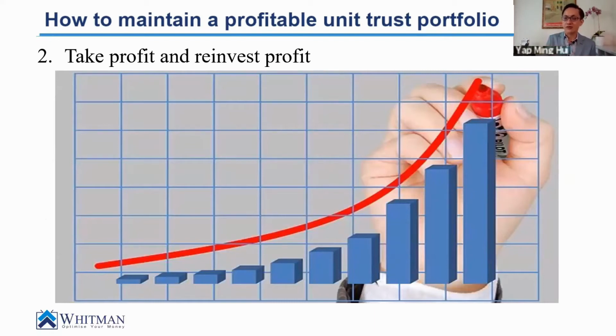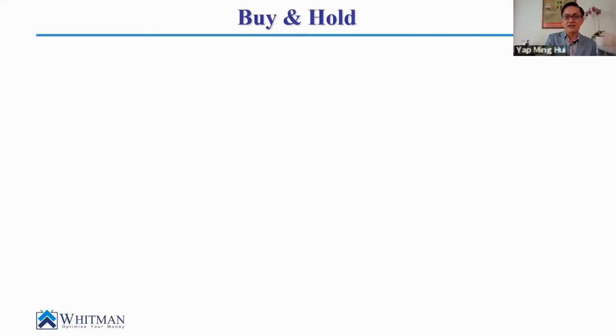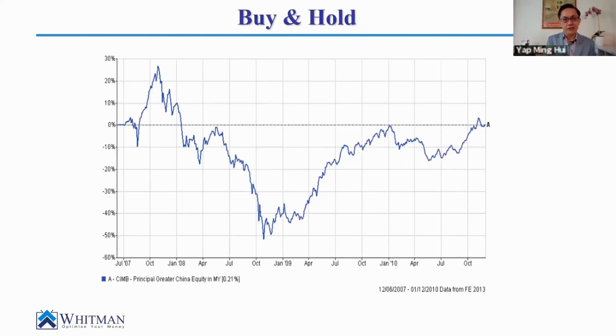Okay. If I show you a picture here, you can see this particular fund here. This is a Greater China Equity Fund. After investing about 3 years, you can see here 1 year, 2 year, 3 year, 3 year plus. The fund goes up, comes down, goes up, and goes back to almost the original point. So this is what happens when you buy a unit trust fund and then you don't do anything.